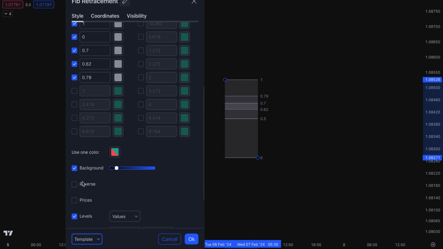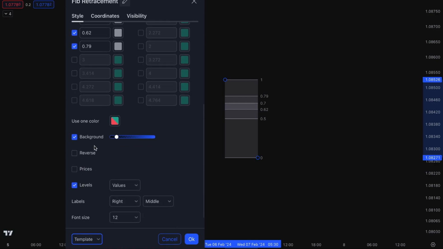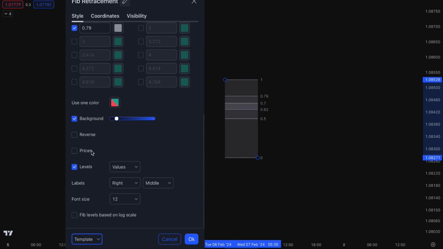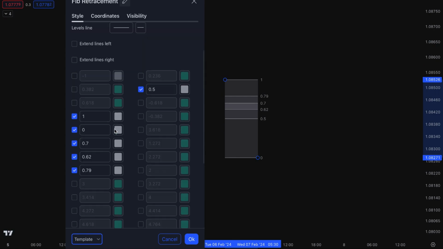Down here you can find some further customizable settings like background, price levels, etc.